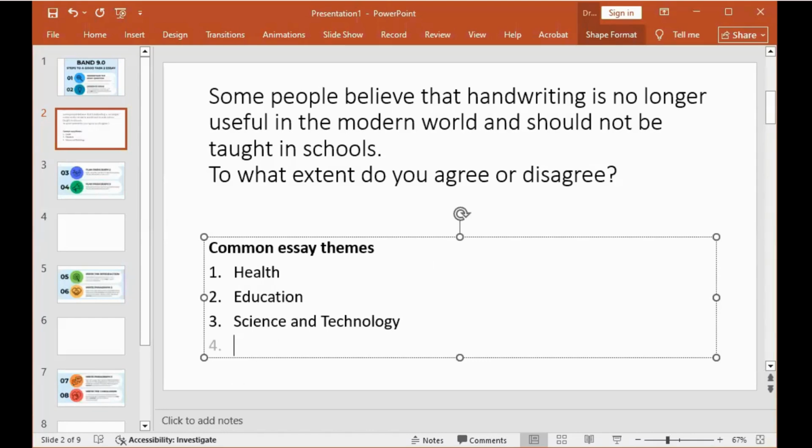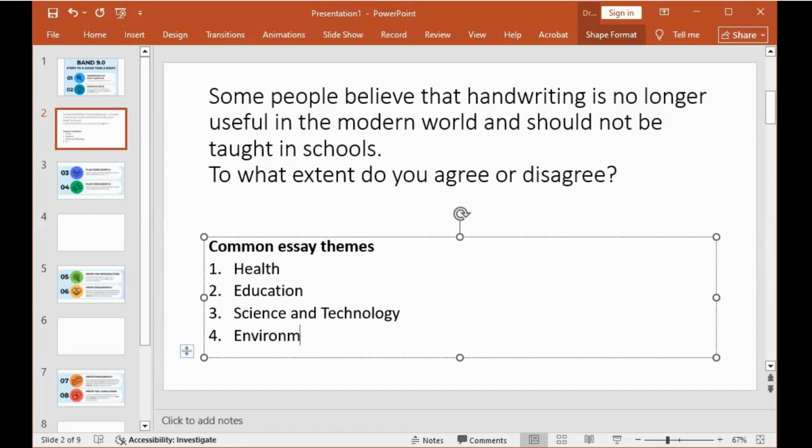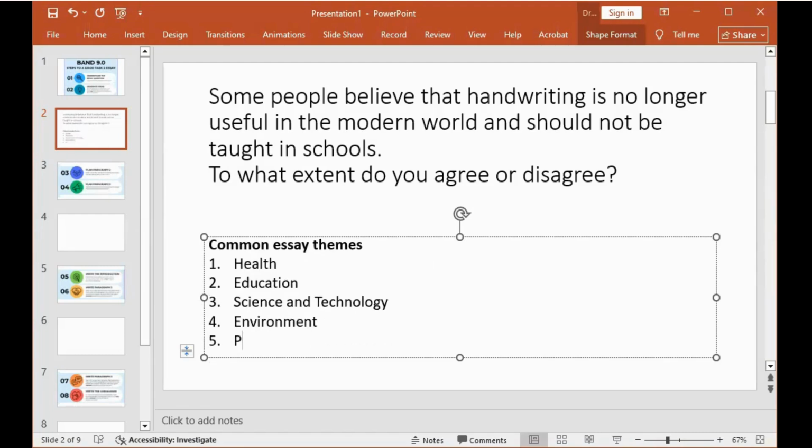Science and technology. Then another thing that can show up is what we call environment. Some essay questions fall under environment. Then we can also have another theme called parenting. I like to say parenting and family life. Anything that has to do with what happens within the family, okay? Parenting or taking care of children or raising children, it falls under what?